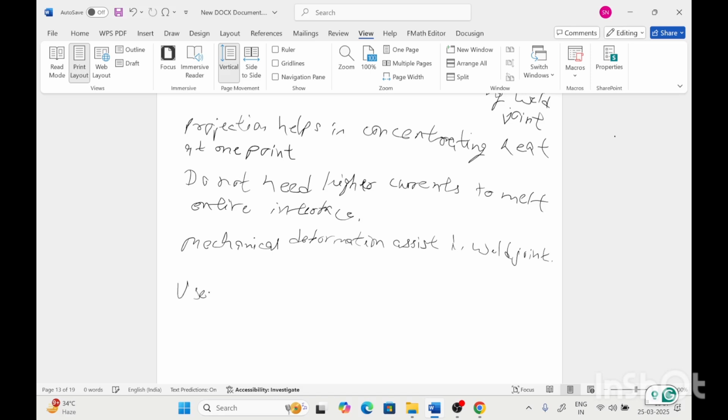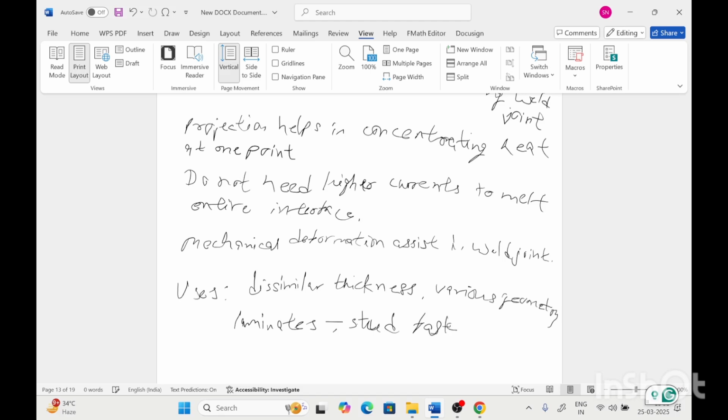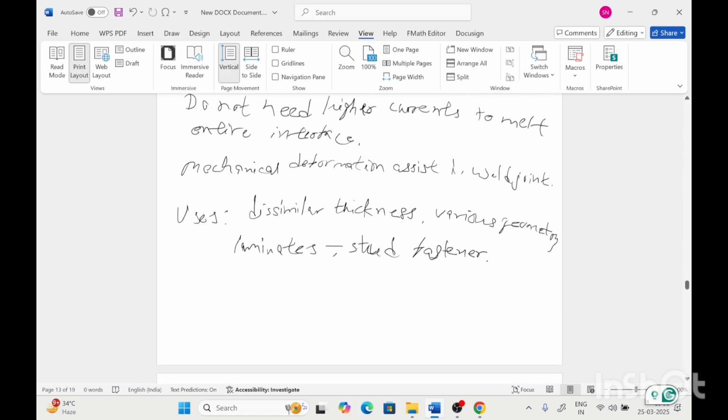So the uses of the projection welding are in dissimilar thicknesses. The dissimilar thickness sheets can be easily welded by using the projections. Various geometries can be created and laminates can be formed. Means multiple sheets can be welded at a time, and stud fasteners are also joined by using the projection welding. So the projection welding also leads to multi-spot welding, means the projection welding can also be named as multi-spot welding.